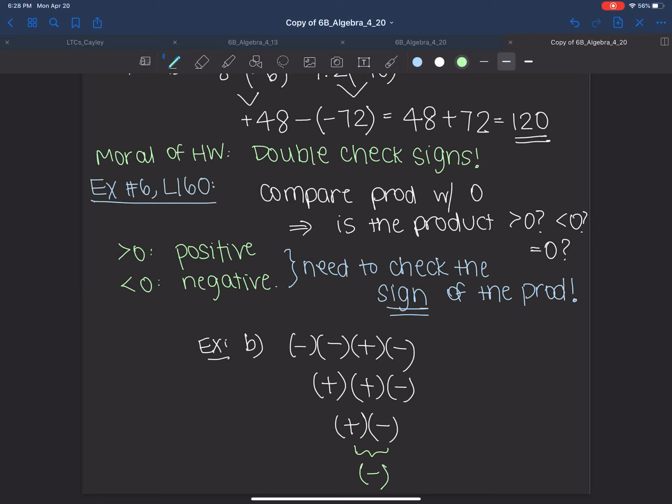Another way to just easily check is to count how many negative signs there are, and if there are an even number of negative signs, then our answer will be positive, because the negative signs cancel out in pairs. If there are an odd number of negative signs, then our answer will be negative.